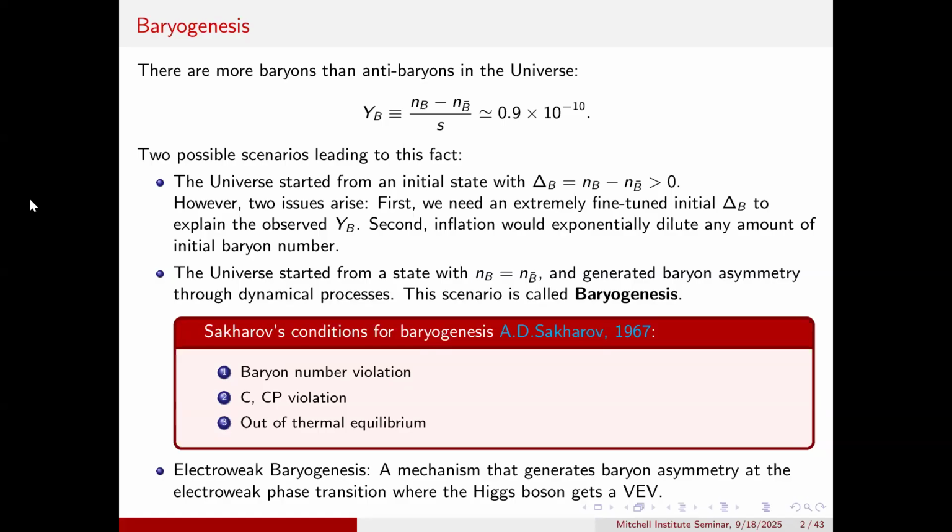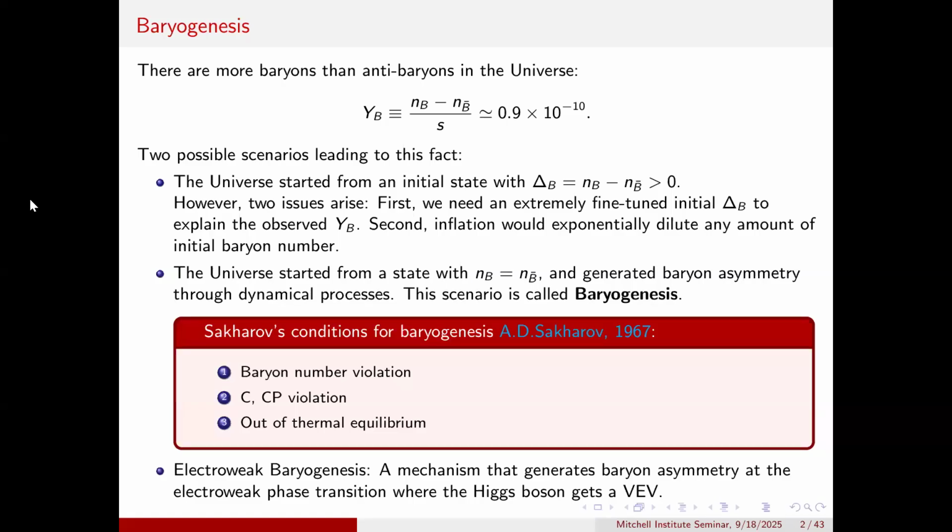And second, in an inflationary universe, inflation would exponentially dilute any amount of initial baryon number. A more favorable scenario is that the universe starts from an initial state with equal numbers of baryons and antibaryons and generates the baryon asymmetry through a dynamical process. This scenario is called baryogenesis. The necessary conditions for baryogenesis are known as the Sakharov conditions: we have to introduce baryon number violation, we have to break charge and charge-parity symmetry, and the process has to take place in an out-of-equilibrium environment.